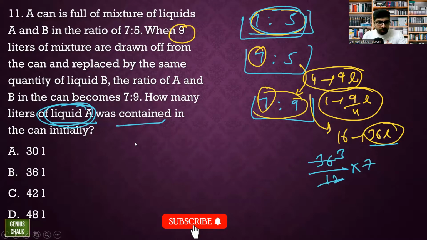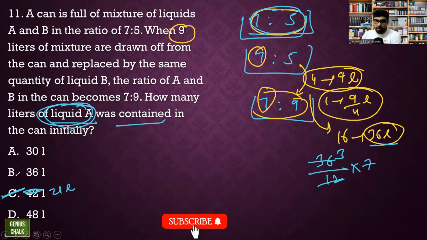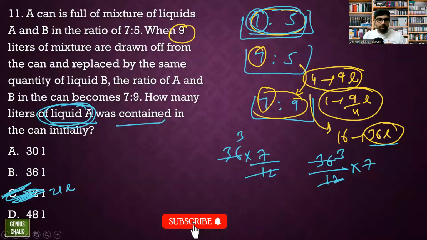7s are 21. Please correct it. One of the options must be 21, right? So 12 units is equal to 36. So what is 7 units equal to? That is what is asked. So 36 into 7 by 12, and the answer has to be 21 liters. Right? The same type. Let's move on to the next.